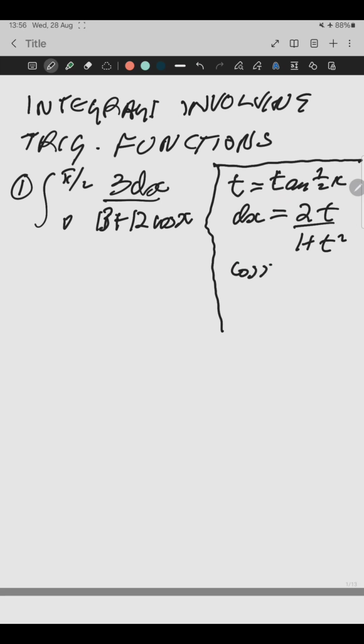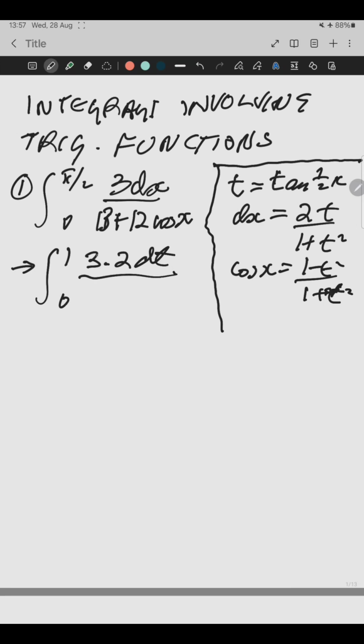cos x equals 1 minus t squared divided by 1 plus t squared, and we can now substitute that into the integral here. Remember that the limits will have to change, and the new limits will be 1 and 0. On the top you'll have 3 times 2 dt, and in the denominator 13 plus 12 times 1 minus t squared over 1 plus t squared, and all of that is multiplied on the bottom by 1 plus t squared.